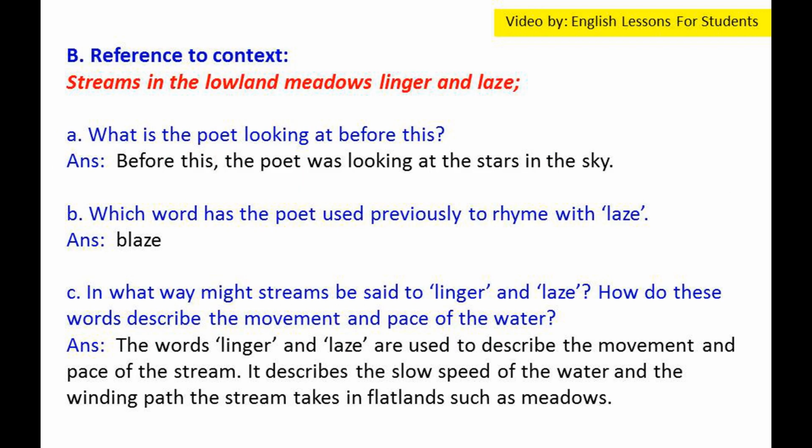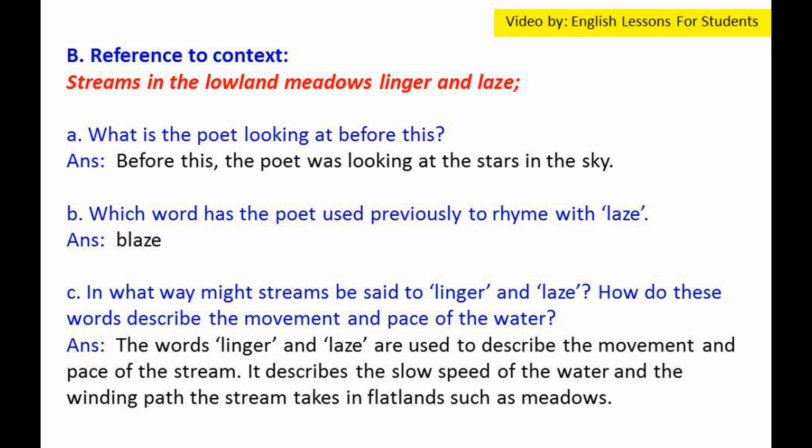B. Reference to context. Read these lines from the poem and then answer the questions. Streams in the lowland meadows linger and laze. A. What is the poet looking at before this? Answer. Before this, the poet was looking at the stars in the sky. B. Which word has the poet used previously to rhyme with laze? Answer. Blaze.